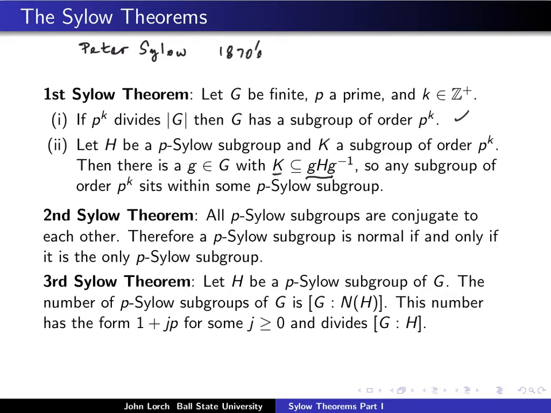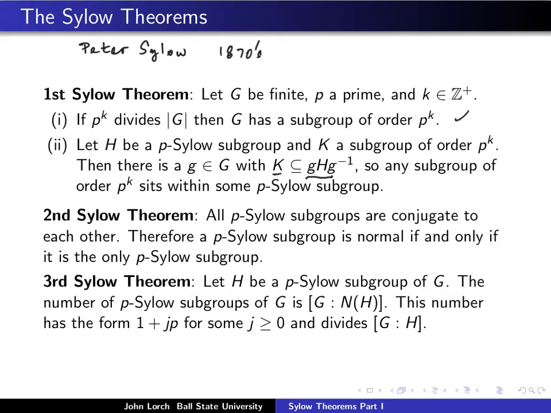Okay, and then on to the second Sylow theorem. All of the P Sylow subgroups are conjugate to each other. So if you have a P Sylow subgroup and I have a P Sylow subgroup, I should be able to obtain mine from yours by some conjugation. So what that means is that if there's only one P Sylow subgroup, then that P Sylow subgroup must be normal.